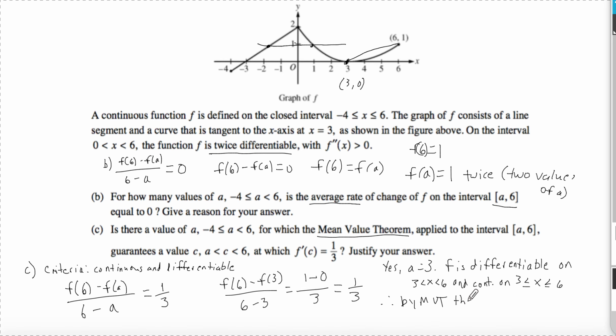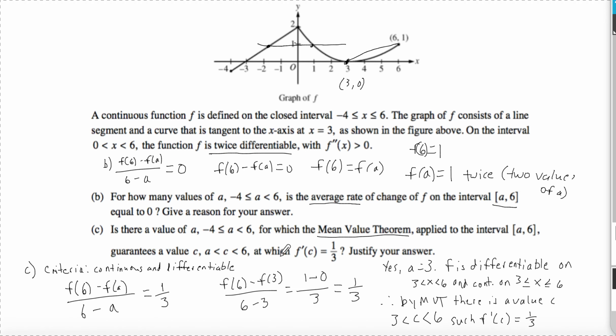there is a value C, where C is between 3 and 6, such that f prime of C equals 1/3. And this last part I'm really just restating what's down here.